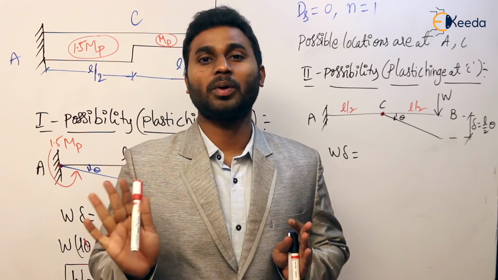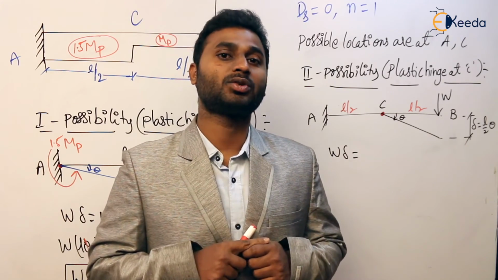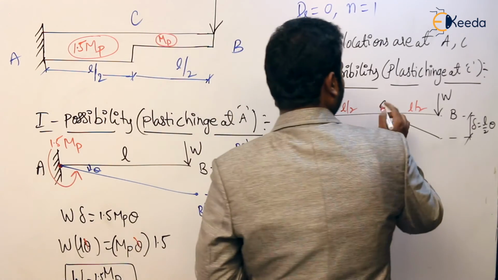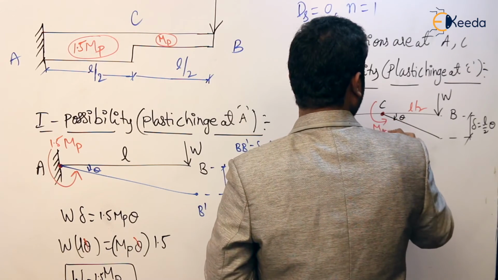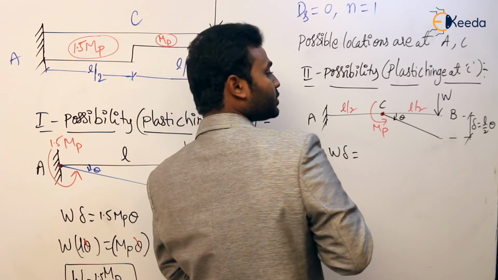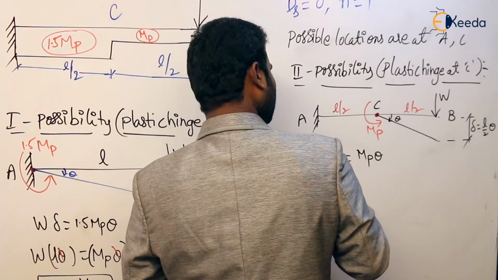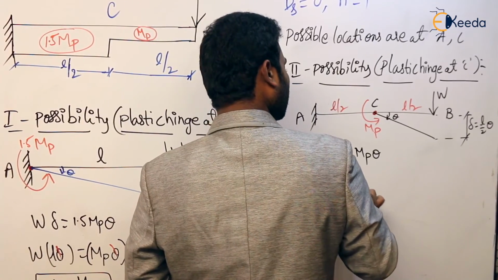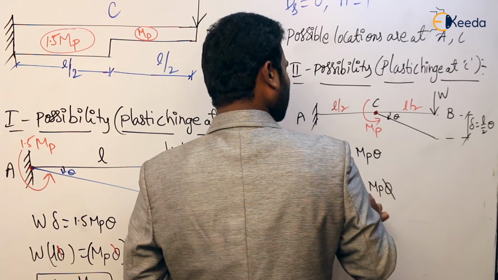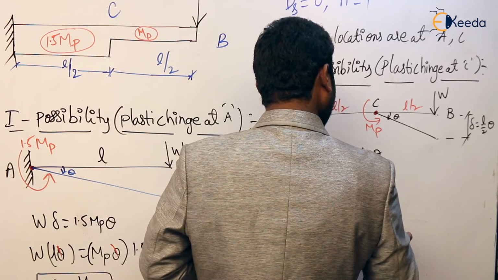So at that junction 1.5 MP and MP are meeting, two cross sections having different MPs. So obviously we have to consider the least, the reason being that it is an internal resistance. So MP we have to consider. Now external work is done by this load and internal work is done by this moment opposite to that rotation, so MP theta. Agree. What is delta now? W delta, delta is L by 2 theta. Now MP theta, so theta will get cancelled. Now in this case the collapse load is 2 MP by L.